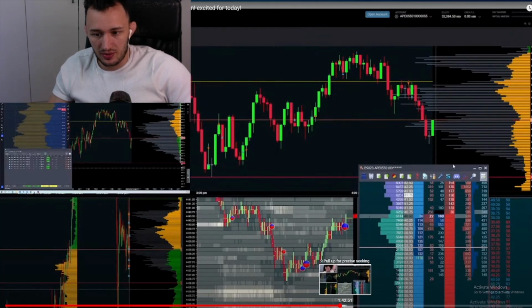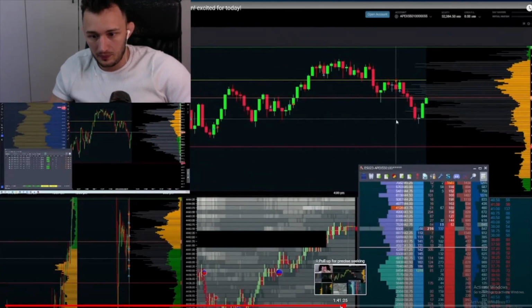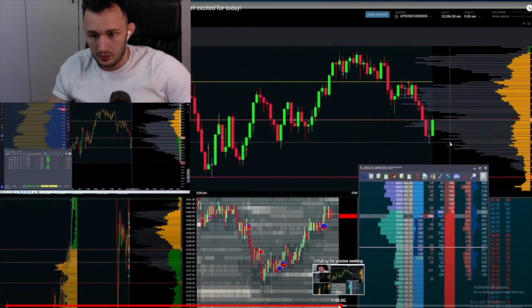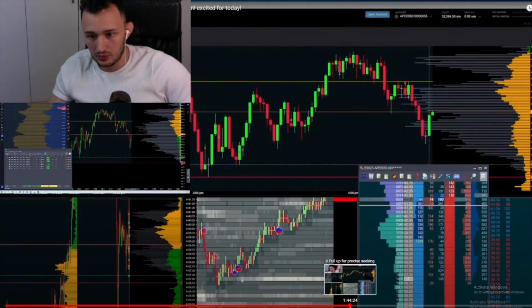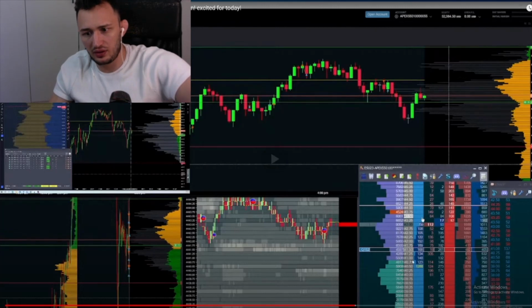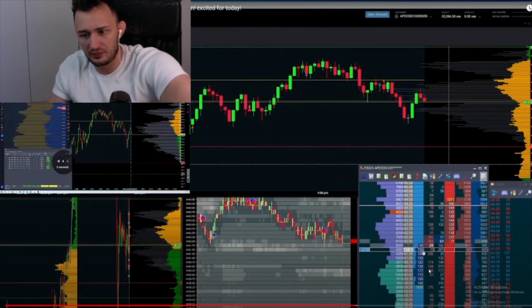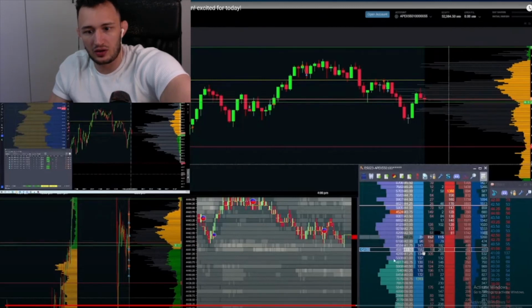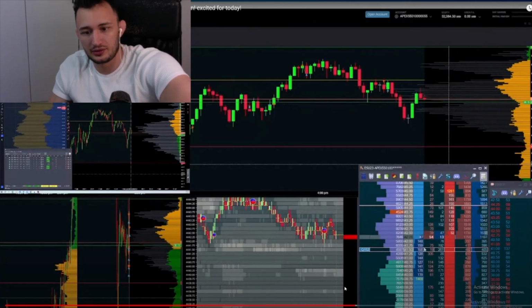I think I did try to get a long fill on a pullback, but I'm not 100% sure. Yeah, I did try to get a long fill here on the pullback, which I think I didn't get by a tick. That was just very unfortunate here.